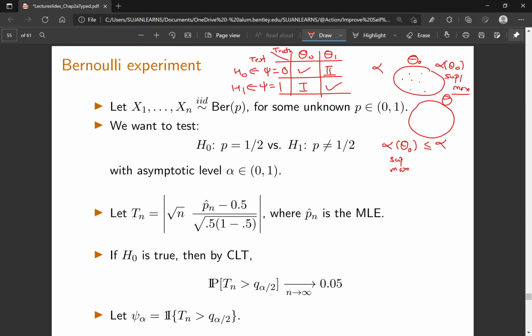Now what happens in this case if there's only one possibility of theta? Let's say I have theta as the only one singleton, and it's the only one possibility, which is half. Then you can say that alpha of one half is equal to alpha, because there's only one possibility. There's no other possibility of theta naught. It's a singleton value. That's why you can say like that.